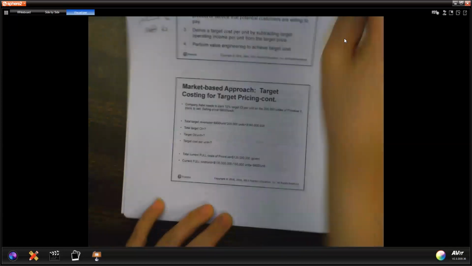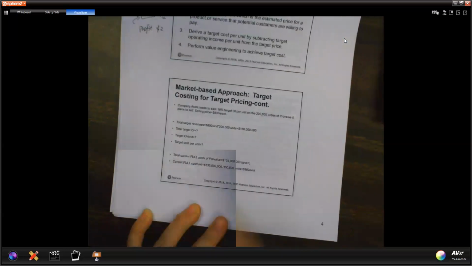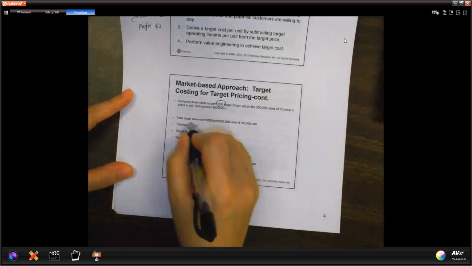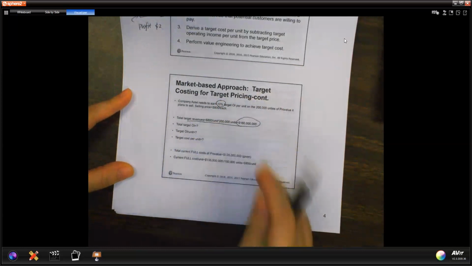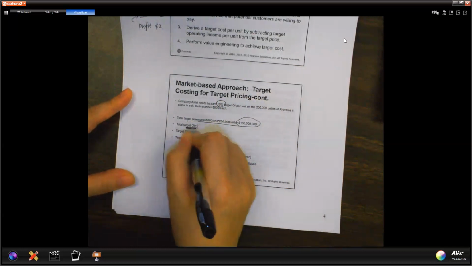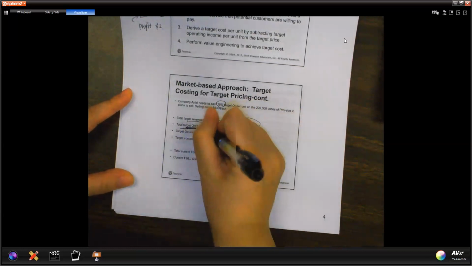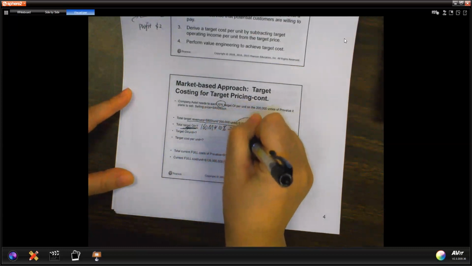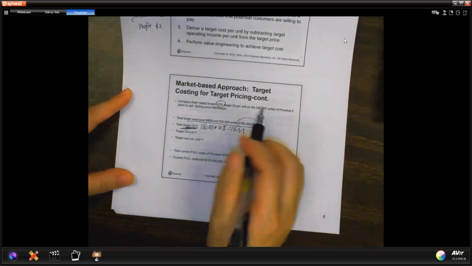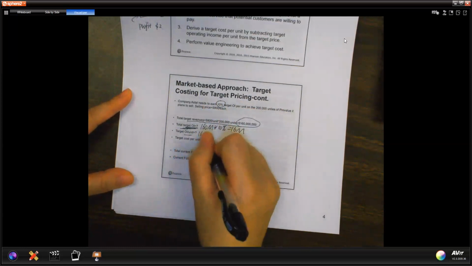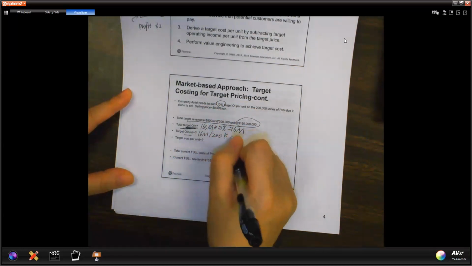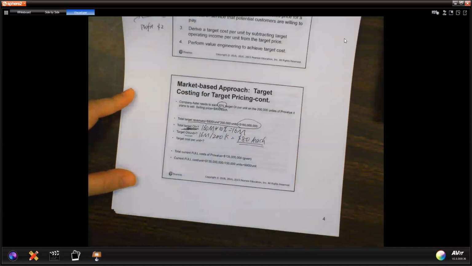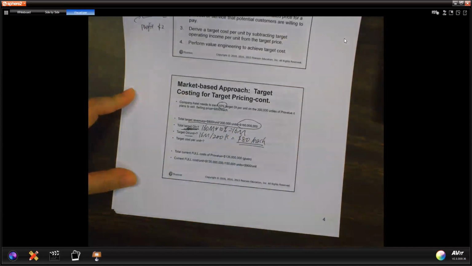Let's look at an example. Say you want to get 10% as your profit. Your current total revenue is 160 million. So your total operating income will be 160 million times 10%, which gives you 16 million. But that is for 200,000 units. So for each one, 16 million divided by 200,000 units will be $80 for each one. So for each one, you will earn $80 as your target operating income.